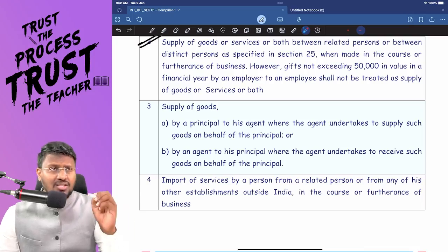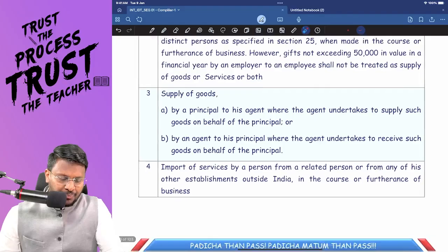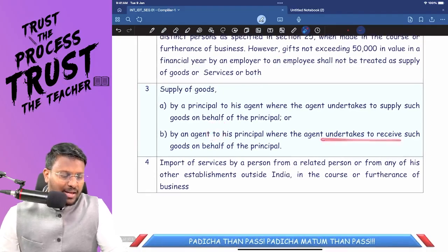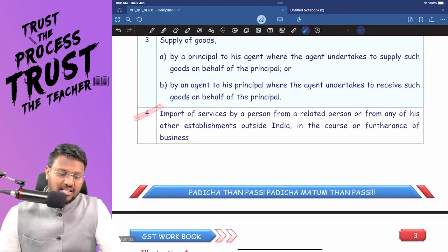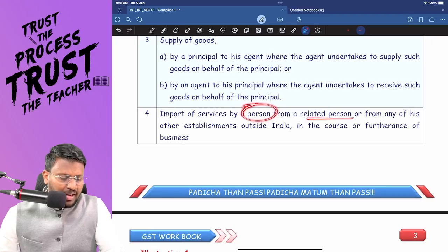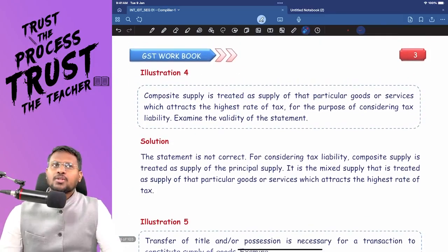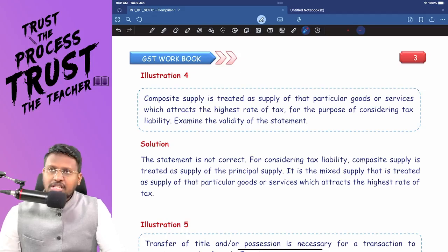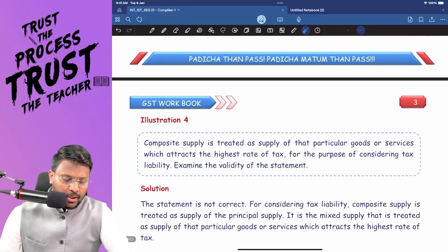Supply by a principal to his agent, where the agent undertakes to supply such goods on behalf of the principal, or by an agent to his principal, where the agent undertakes to receive such goods on behalf of the principal. And what of services? Supply by a person to a related person, or to any of his other establishments, in the course or furtherance of his business will be treated as supply. So even though there is no consideration, these four activities or transactions will be treated as what? Supply. Are you comfortable? I'm moving into illustration number 4.